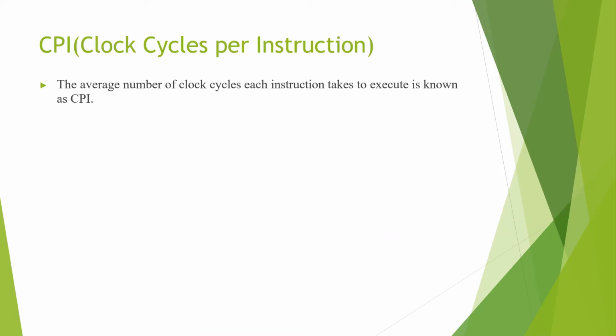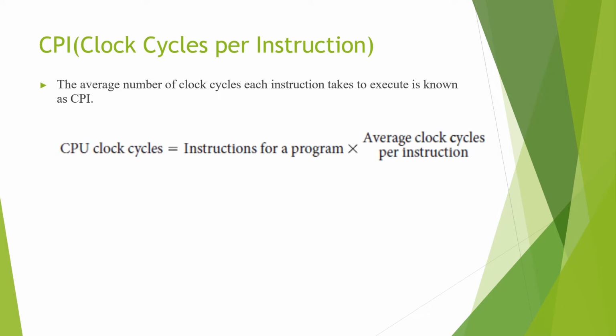Next we'll see the last parameter, which is called CPI, clock cycles per instruction. What is this CPI? CPI tells you the average number of clock cycles each instruction takes to execute. The average number of clock cycles taken for each instruction to execute is called CPI. It is given by the equation: the number of instructions for the program times the average clock cycles per instruction.